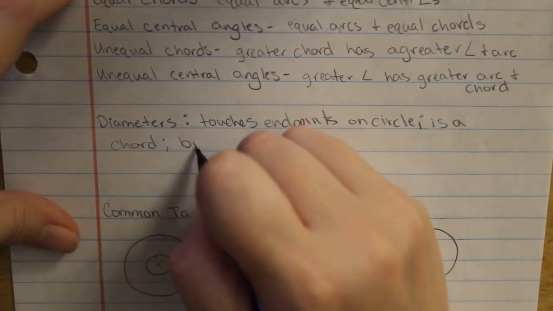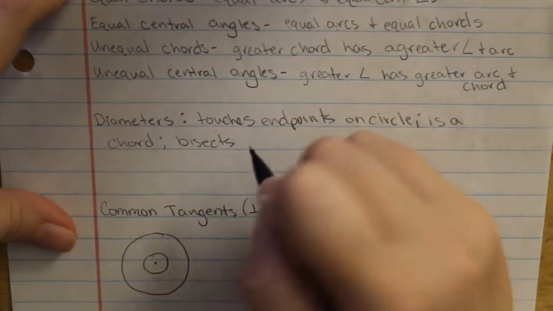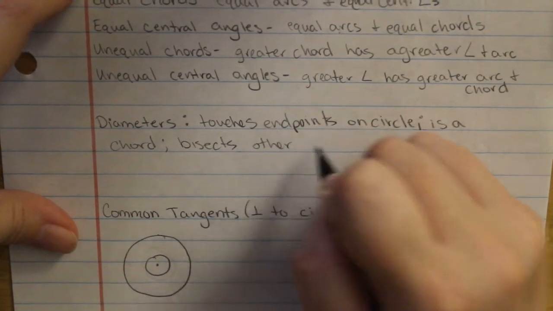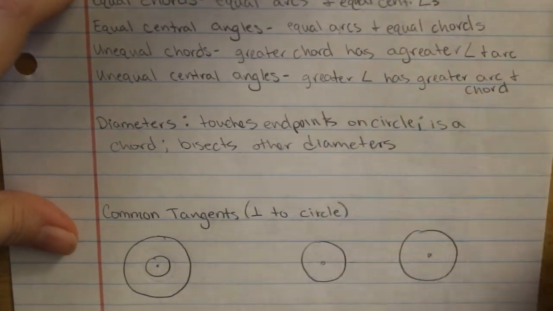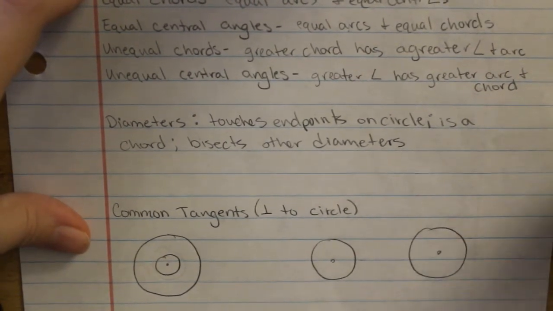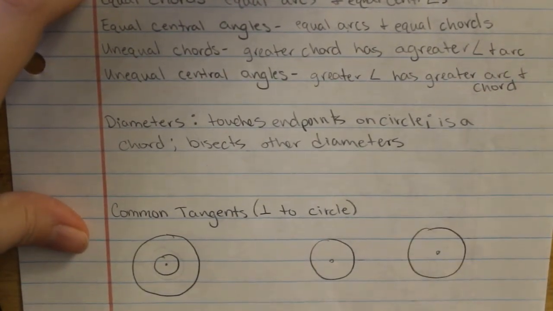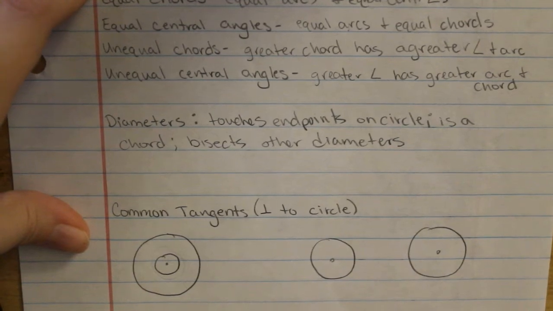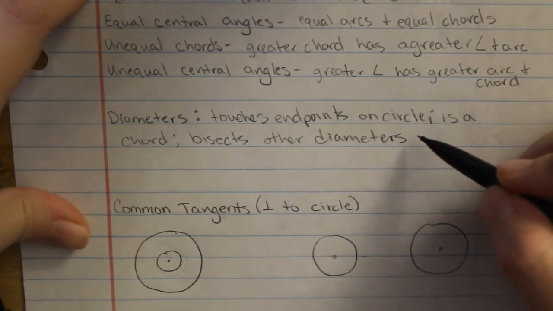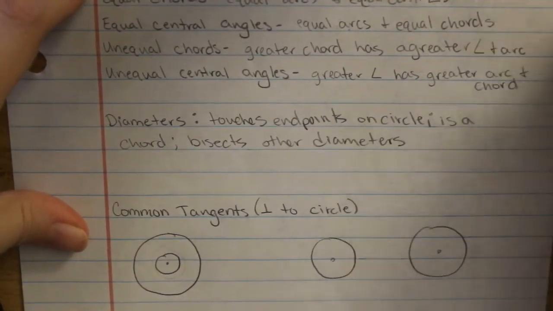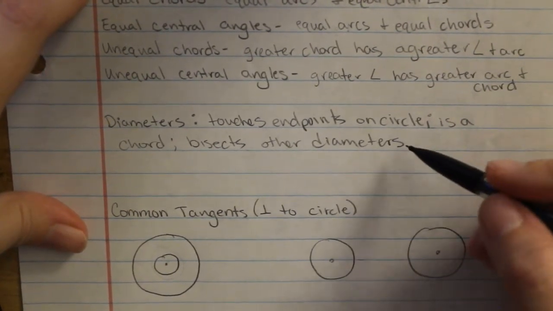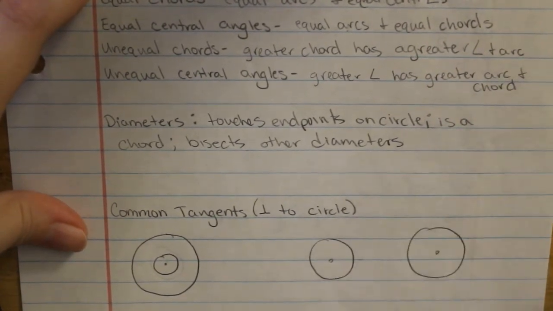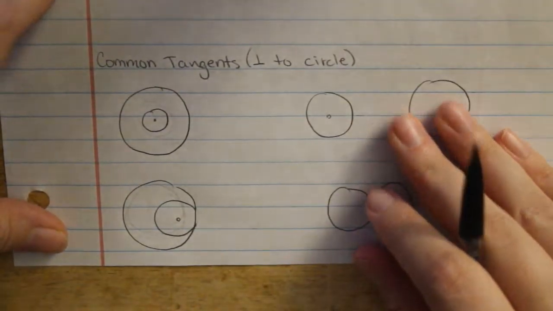It bisects other diameters. It can bisect chords. So if it is a perpendicular bisector of a chord, that chord can sometimes be another diameter, but they have to perpendicularly bisect each other for it to be a diameter crossing a diameter. Okay, and then finally in Unit 3, I want to talk about some common tangents.